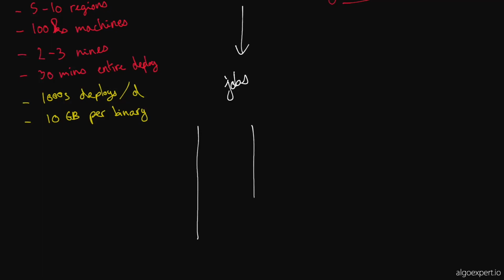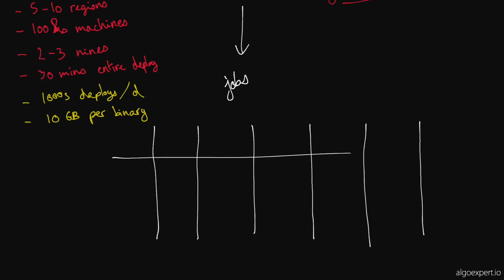We have a big table that's got a bunch of columns, and every row is a job. The first one is ID. This is the job name. This is some arbitrary name.